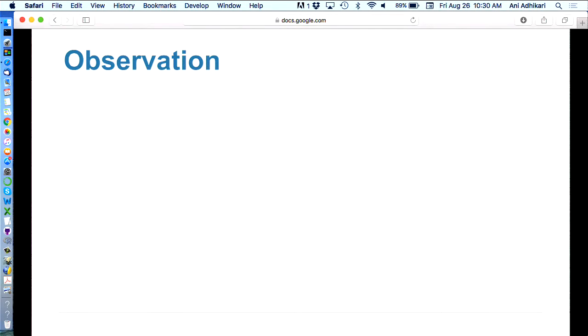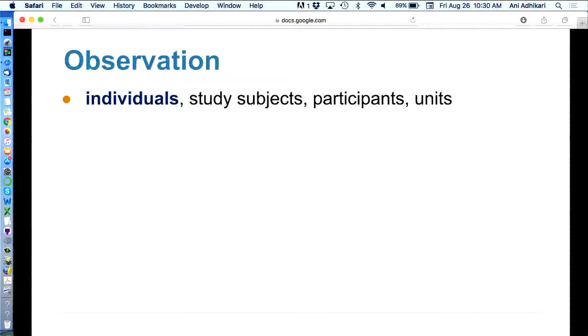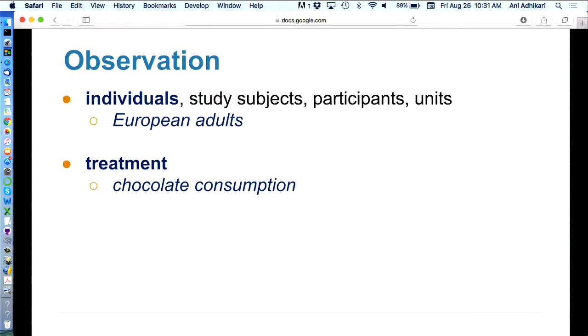If you want to answer a question like that, the basic thing is observation. You have to see what happened. I'm going to use some terms which should not come as any particular surprise. You are going to be observing individuals. It is easiest to think of individuals as people, but they need not be. They may be countries, cars, years. I may refer to them as study subjects or participants. And some of those individuals receive a treatment. In the study on chocolate, the individuals were European adults, and the treatment was chocolate consumption.